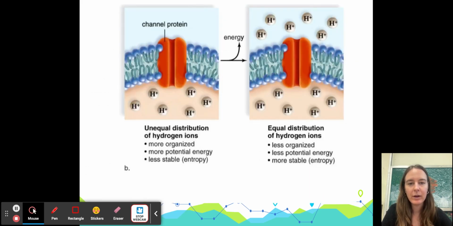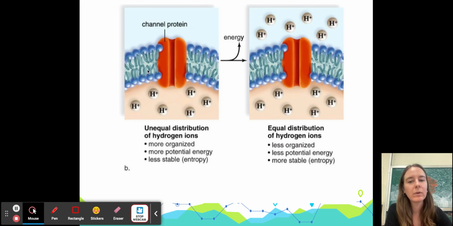Looking at another example of entropy increasing in living systems. Here on the left side, we have an organized system with higher potential energy, right? These hydrogen ions are in the intracellular space, and they have the potential to leave. They have a higher concentration of hydrogen ions on the inside compared to the outside, and so they will diffuse down their concentration gradient through this channel protein. There's also a difference in charge, right? It's more positive inside, and if the extracellular space is negative, then the hydrogen ions have the potential to move across their electrical gradient.